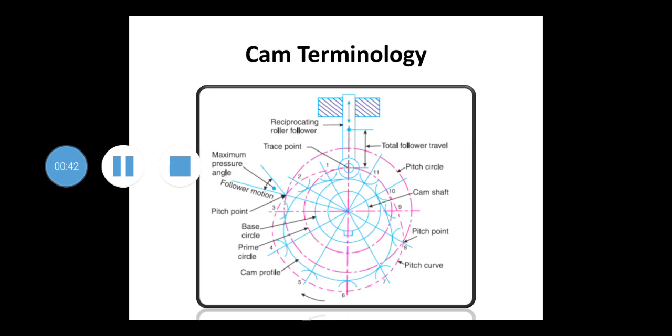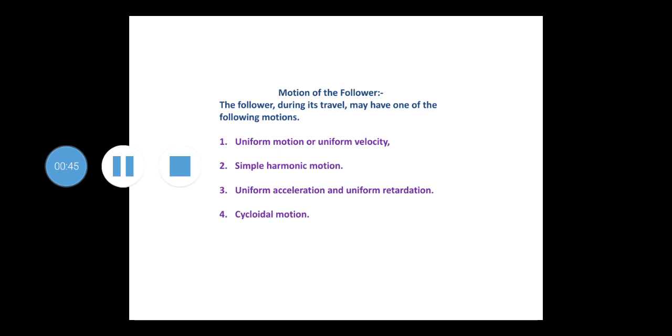Now we will be discussing the types of motion of the follower. When the cam rotates at a uniform angular velocity, the follower may have the following motions. The first is uniform velocity or uniform motion. The second is SHM, meaning simple harmonic motion. The third is UA and R, that is uniform acceleration and retardation. The last is cycloidal motion.